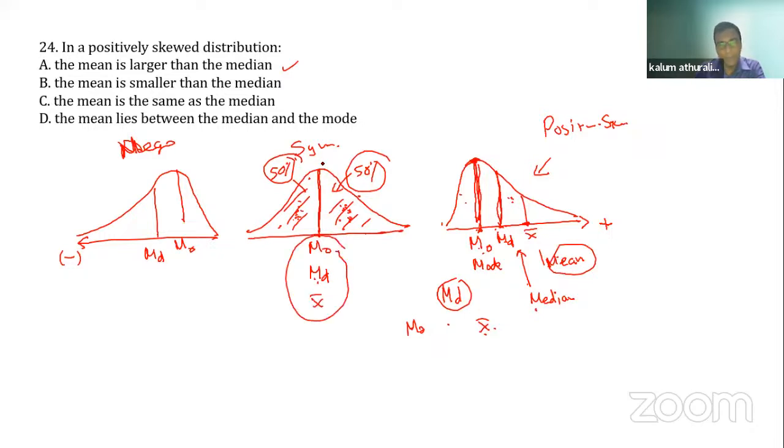If it is symmetric, then all measurements are equal. Mean and median are equal. It's not equal here. It is wrong. The mean lies between median and mode. Wrong. Median lies between mode and mean. This is also wrong. The correct one is A. Right, next one.